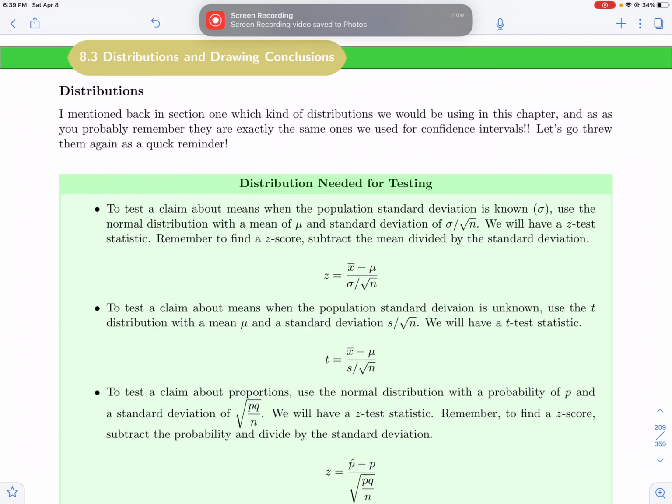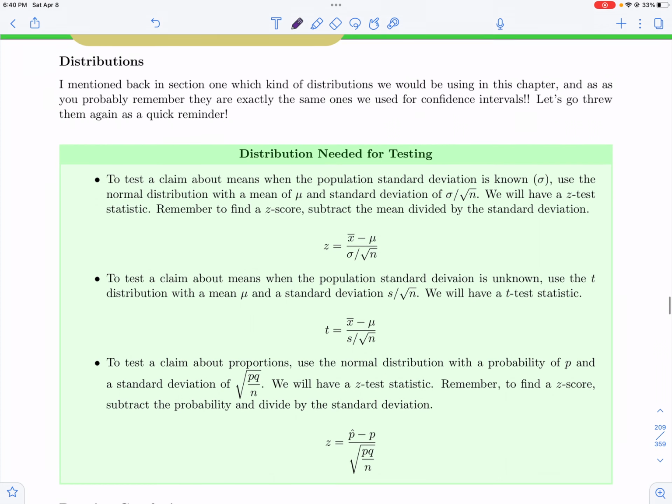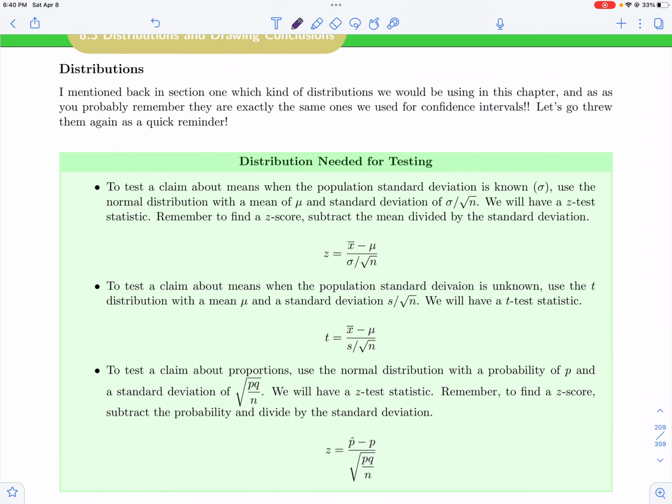All right. So the last thing we want to talk about before we get into our actual hypothesis testing is some of the different distributions that we're going to be using. And again, these should all look very familiar to you because these all come from what we did in chapter 7. So the three different distributions that we're going to be working on again is related to the different sections of 7.1, 7.2, 7.3 from our chapter 7 confidence intervals.